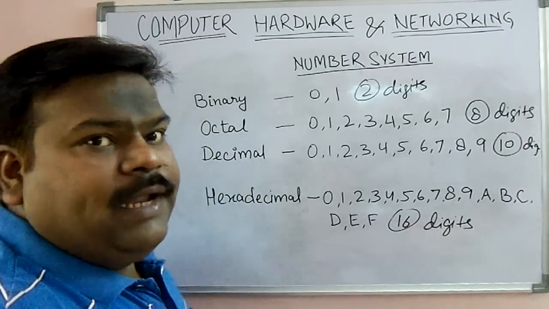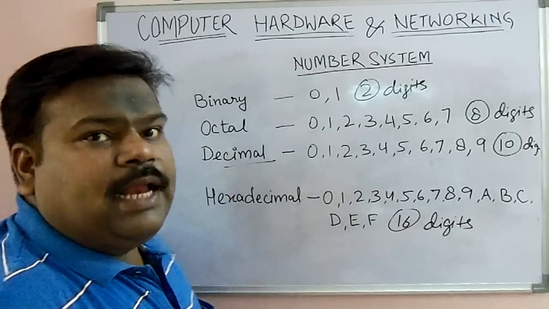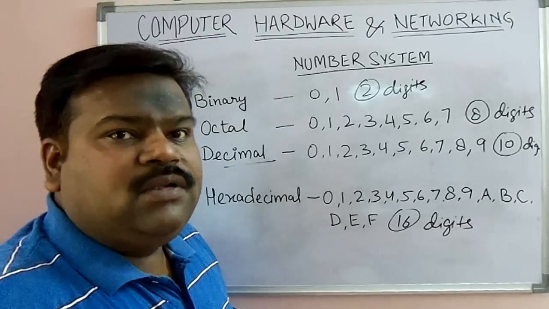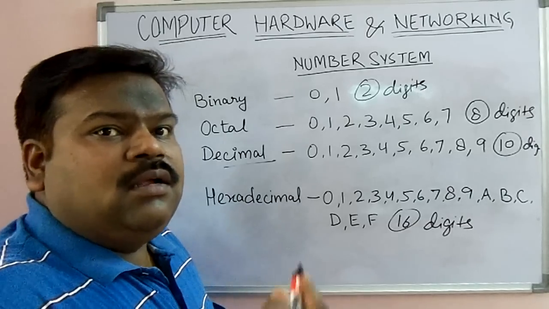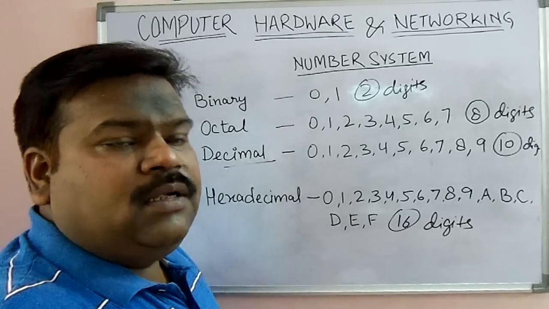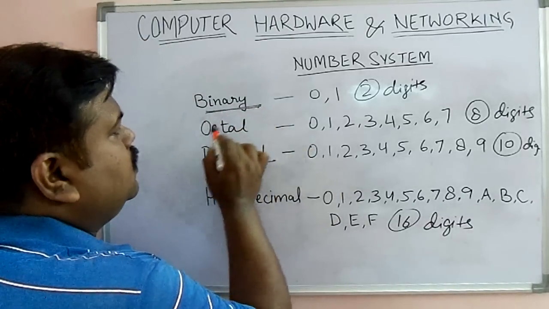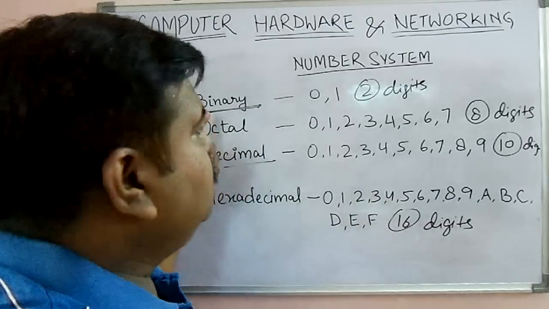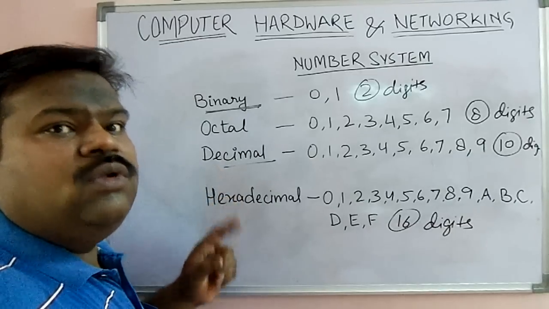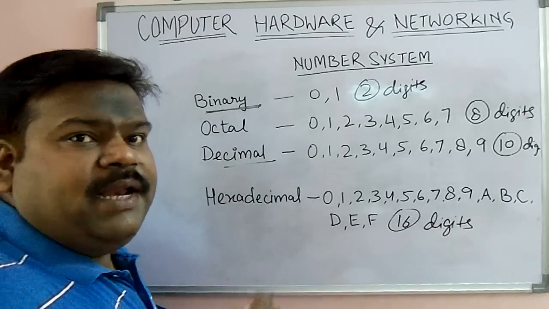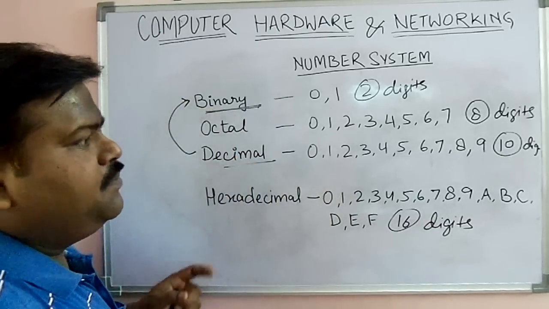In day-to-day life, we use the decimal number system, like we say 100 rupees or 50 kilograms. These are all decimal number system. But our computer understands the binary number system. Computer only understands binary number system. It is not going to understand decimal number system. So there must be some mechanism to change this decimal number system to binary number system.